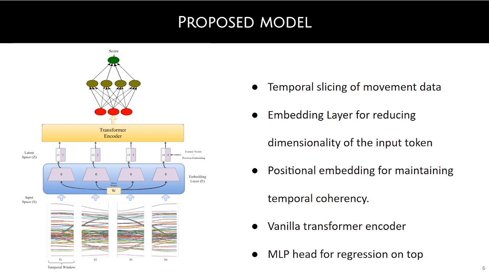The set of these features are passed to the base of the transformer encoder, which extracts rich information. The features at the top of the transformer encoder are passed to a stack of MLP layers, which outputs the regression score. The training objective is to minimize the difference between the predicted assessment score by the model and the ground truth score.